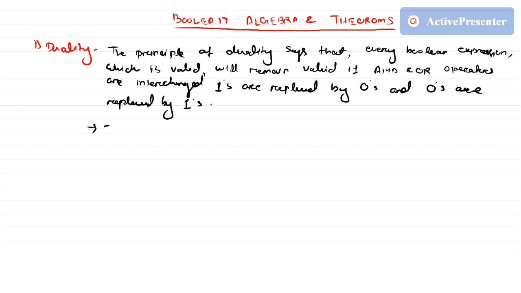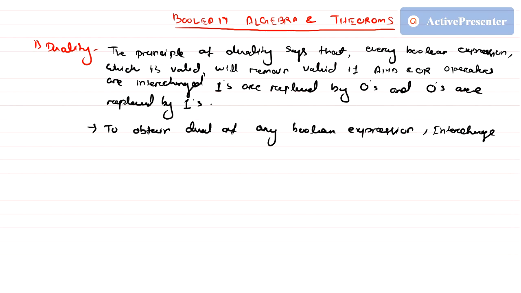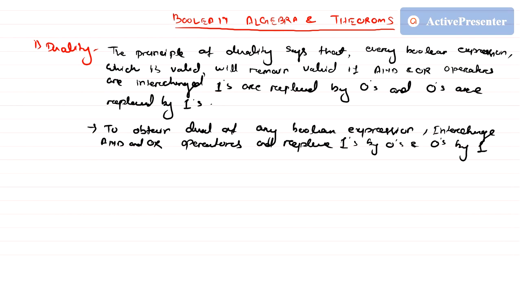So to obtain the dual of any Boolean expression, interchange AND and OR operators and replace ones by zeros and zeros by ones. Okay.